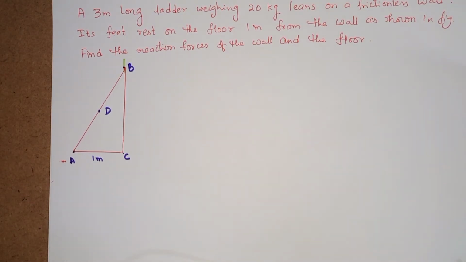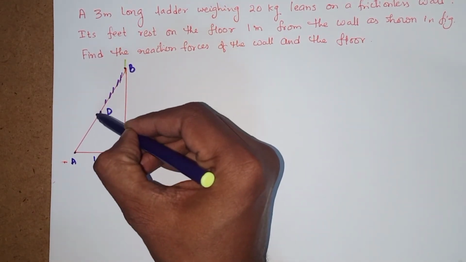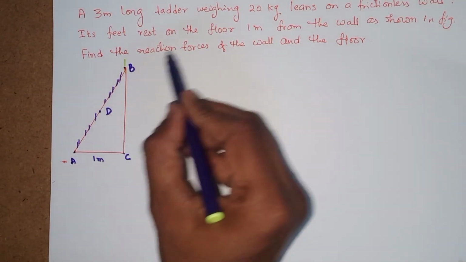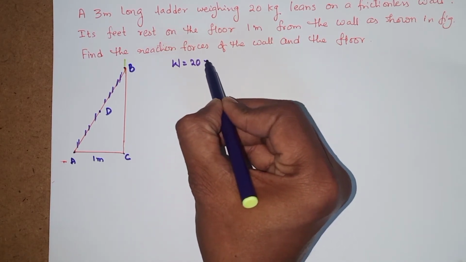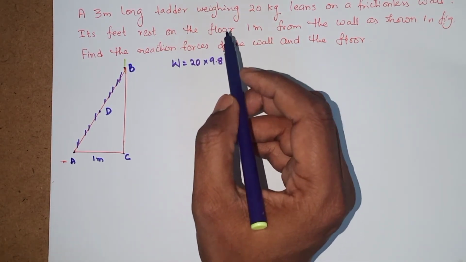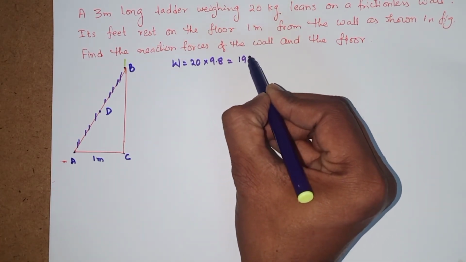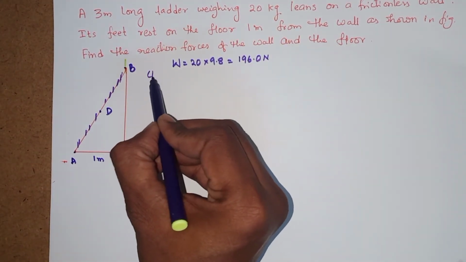Now this is a problem: a 3 meter long ladder. This is called a long ladder, 3 meters in length, of mass 20 kg, meaning weight 20 kg into 9.8, which gives 196.0 newtons. That is the weight of the ladder.